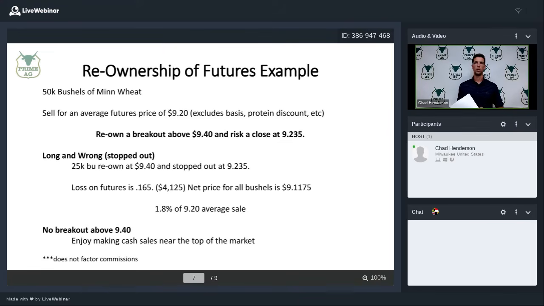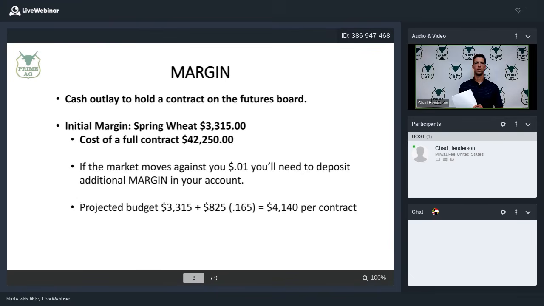So we're willing to risk and test a move above 9.40 on a breakout that we hope to see $10, maybe higher. Rather than trying to re-own at, say, 9.10 or 9.20 and chase a nickel or a dime around the market. It just doesn't make a whole lot of sense to us. So again, risk to reward is really kind of the key in here, and the flexibility.